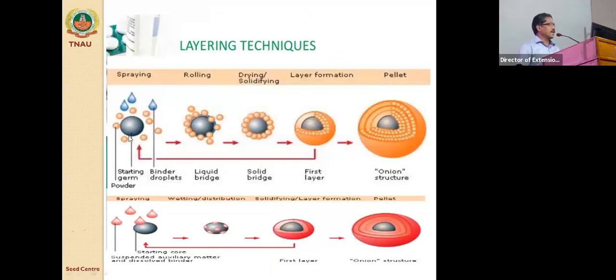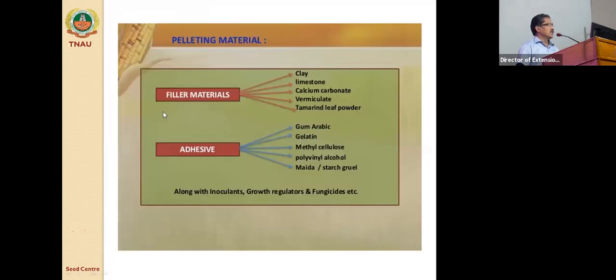First we add binders along with the filler materials and make one coat, then a second coat, third coat, fourth coat, fifth coat. This is the seed inside, and we are making different coatings. Whatever materials we want, either colors or ingredients, we can add along with these coating or filler materials. Normally for filler materials we can use clay, limestone, calcium carbonate, vermiculite, and tamarind seed powder. These things can be utilized.